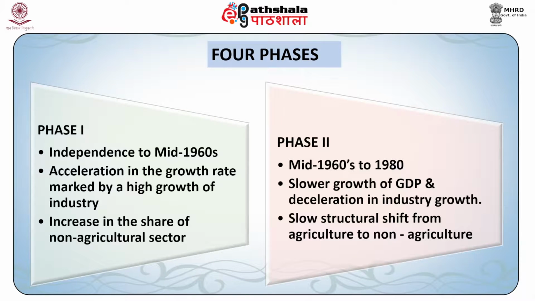Phase 2, mid-1960s to 1980. This period was marked by a slower growth of GDP, accompanied by deceleration in the growth of industry, a slower pace of structural shift from agriculture to non-agriculture and a very small rise in the share of industry.